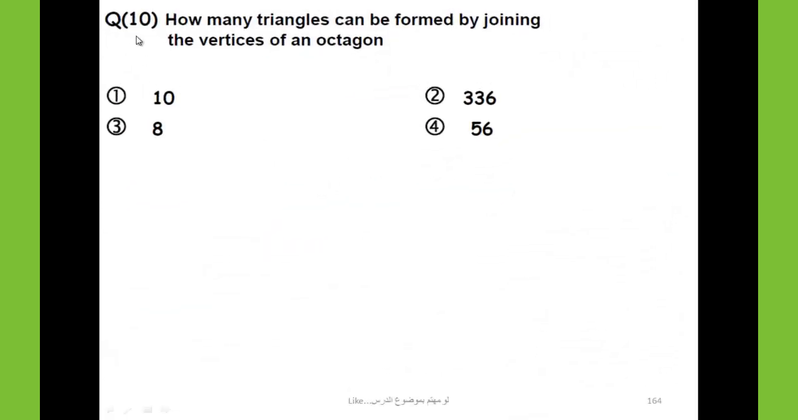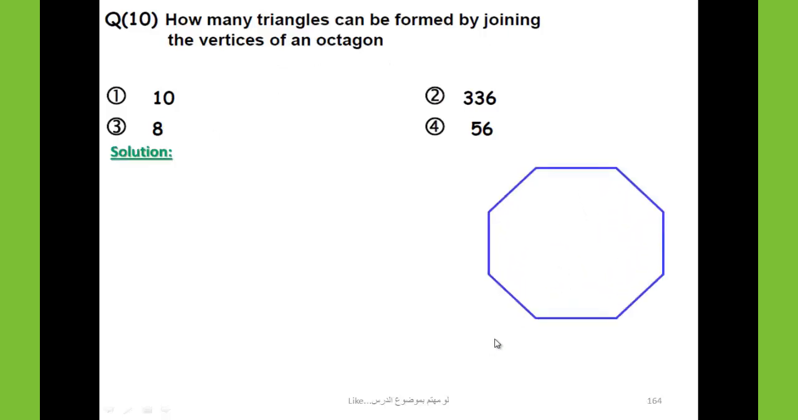Question 10. How many triangles can be formed by joining the vertices of an octagon? First, we draw the octagon, and we have 8 vertices: 1, 2, 3, 4, 5, 6, 7, 8 vertices. The vertices of a triangle are 3.